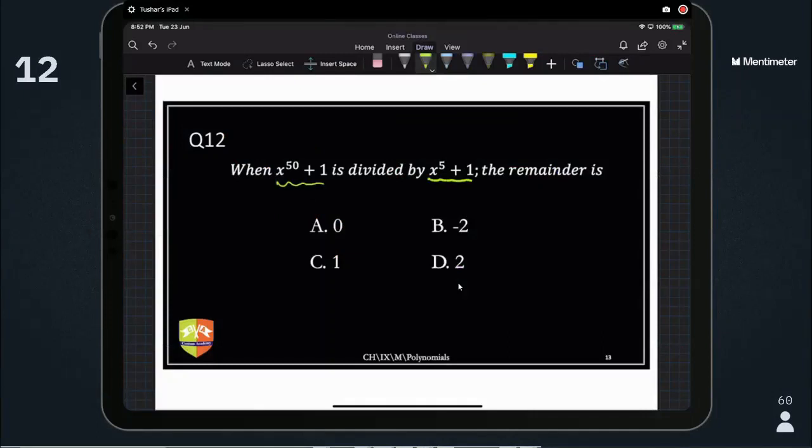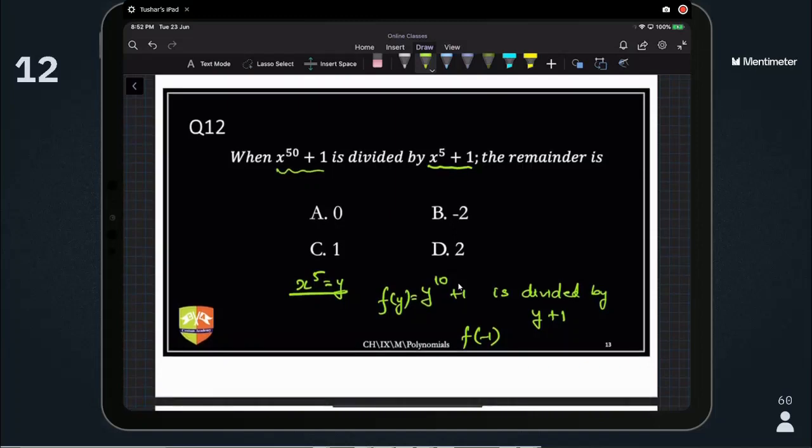This was nothing but if you take x to the power 5 as y, simply. So what will happen? This entire thing becomes y to the power 10 plus 1 divided by y plus 1. So let's say this is f(y). By remainder theorem, the remainder will be simply f(minus 1). What is f(minus 1)? Put minus 1 wherever y is there. So minus 1 to the power 10 plus 1, which is equal to 2. So you have assumed x to the power 5 to be y.